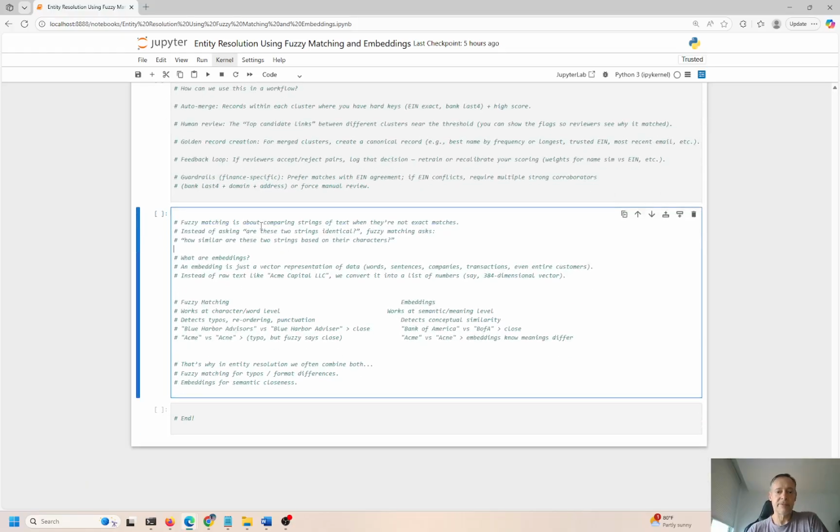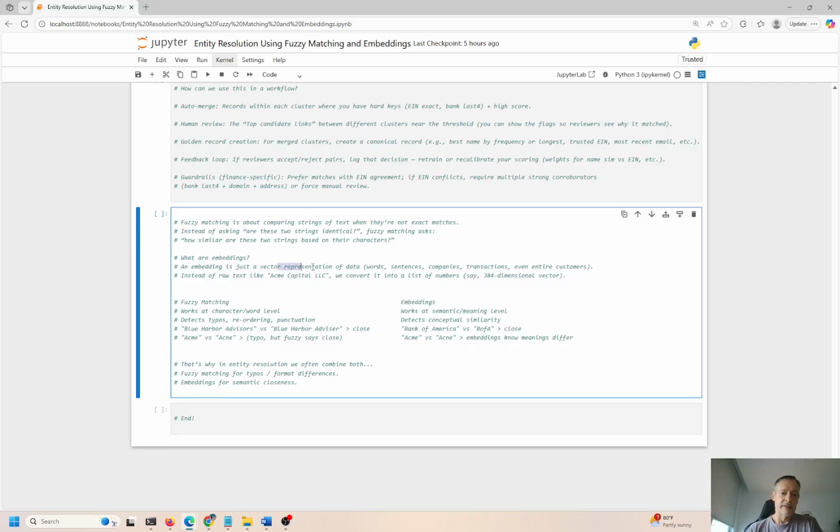So fuzzy matching is basically comparing strings when you don't have exact matches. Instead of asking, are these strings identical? Fuzzy matching really says, how similar are the strings? Are they 80, 90, 95% similar? Are they at least 70% similar? Then we want to know about that. If it's less than 70%, I can pretty much guarantee you it's a different string, right? It's a different company, a different name, a different address, or whatever. Things are different under 70%, right? So that's the threshold there.